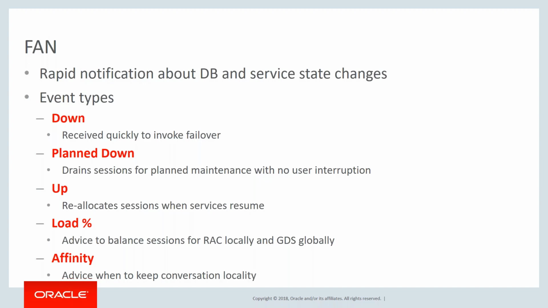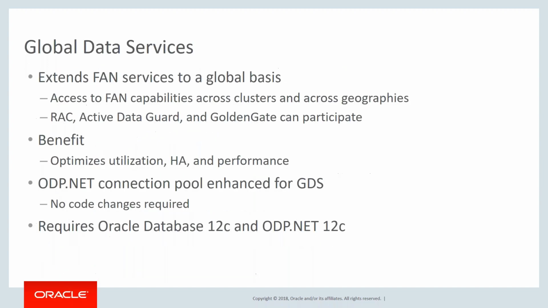And one note I want to make about the up and the load percentage is that that feature is called runtime load balancing, or RLB. That's not so much an HA feature, so I'm not going to talk that much about it in this session, but it's more of a performance and maintaining a high service quality feature. It's another useful part of FAN, but not specifically geared to HA, so I'm not going to talk that much about it. I do want to mention specifically global data services.